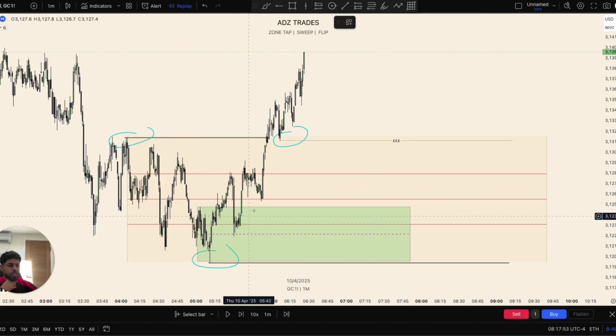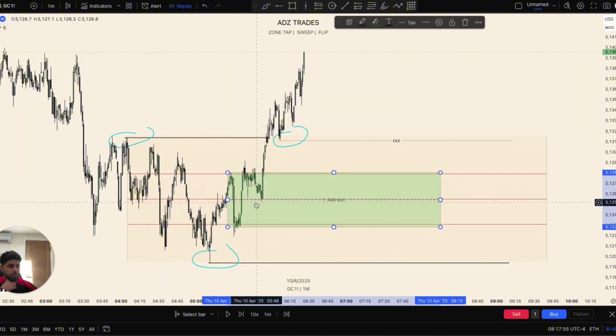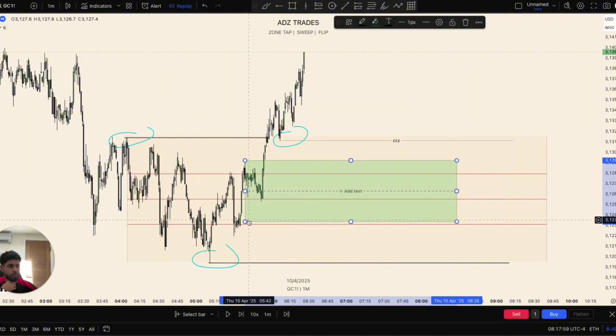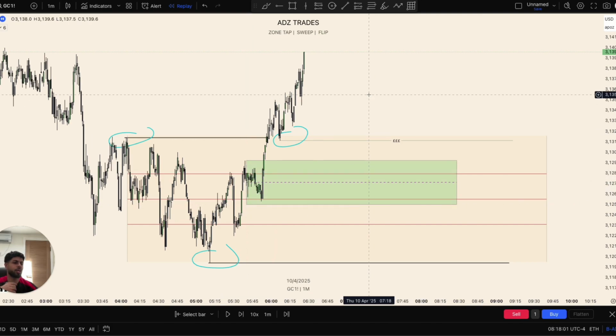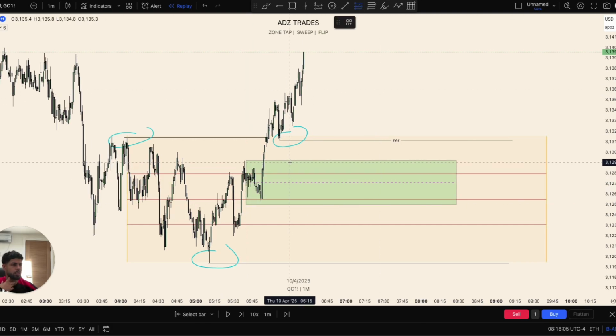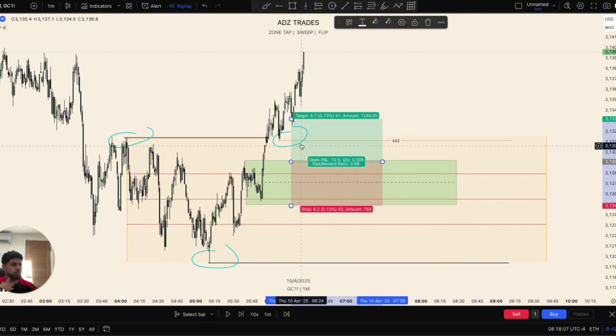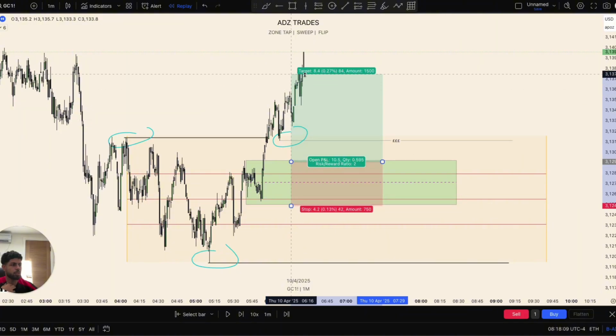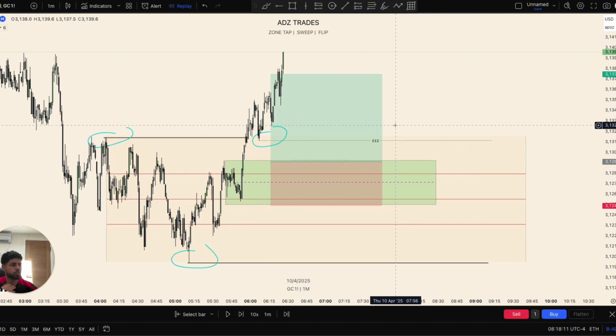So we have this area of demand here. We can see price tapped it, moved up. We had this area of demand here. Price tapped it, moved up. We have this area of demand here, which is my last unmitigated zone. So I'm going to enter in here. Stop loss slightly below. And again, target that 1 to 2R.